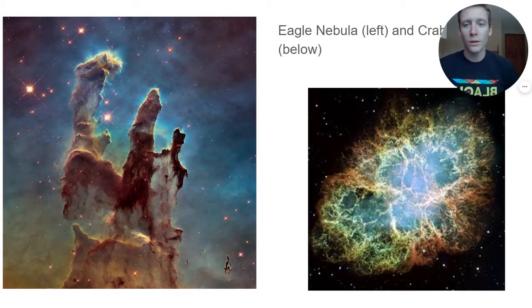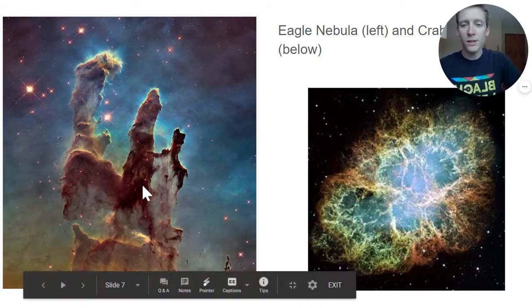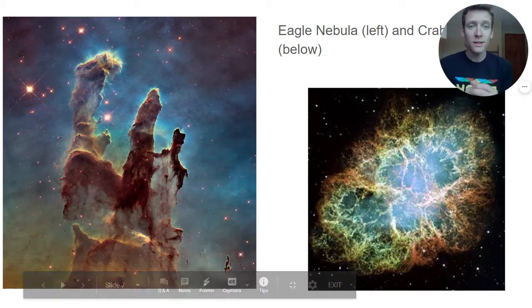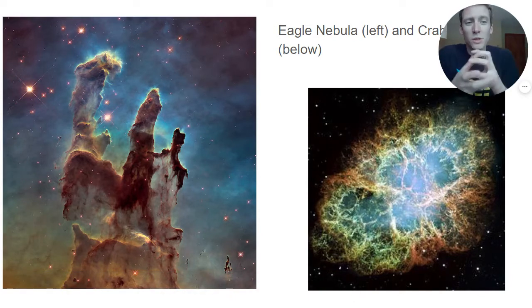So it looks cool, but these are stellar nurseries. Eventually, these gas particles, due to the force of gravity between them, will start to come together, clump together, and it'll get to a point where it is so dense that nuclear fusion occurs, and we call it a star. But not yet.